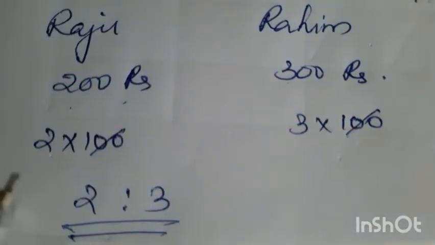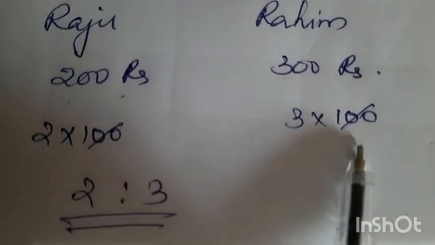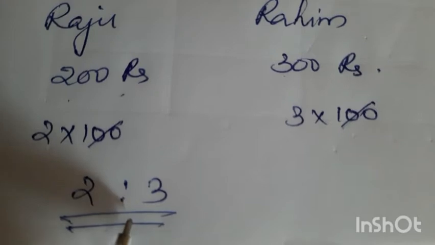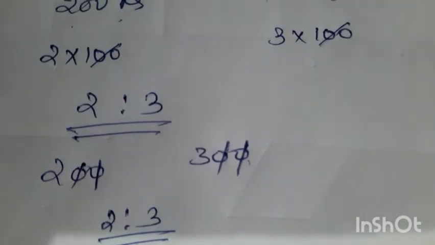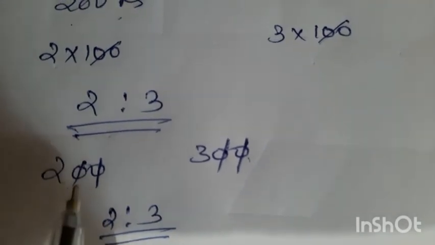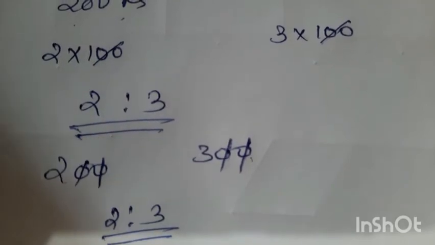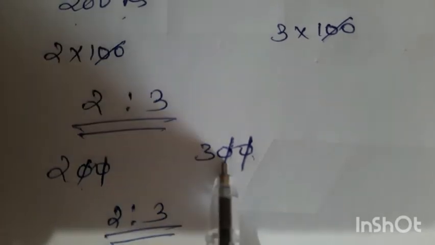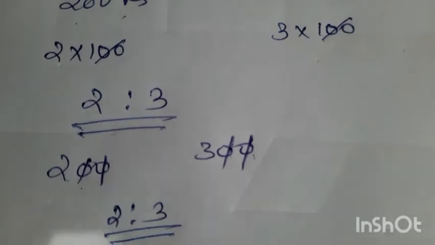Okay. So Raju had 200 rupees, Rahim had 300 rupees. So 2 into 100 is 200, 3 into 100 is 300. So if we cancel the 100, we will get 2:3. Otherwise, 200 and 300. One 0 is cancelled. The next 0 is also cancelled. So we will get 2:3. Like that also you can write it down. But it should be divided commonly. Cancel the zeros commonly. If here there is 1 zero and here 2 zeros, you cannot use it. If both the zeros are common only, you can use it like this.